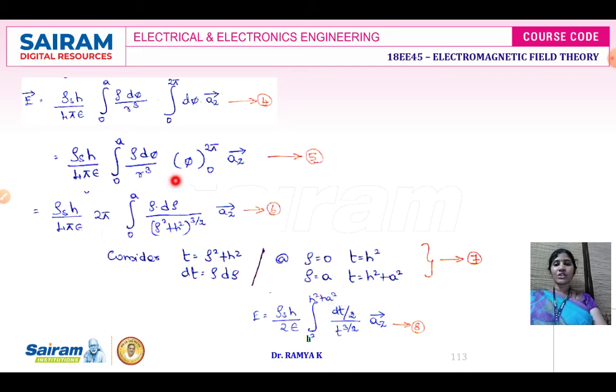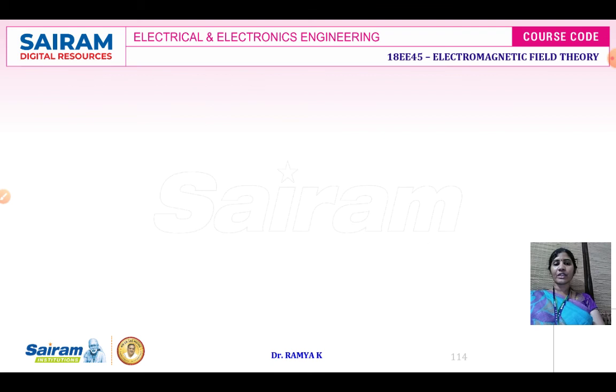Here, why are we considering r cube? What is r? r is root of rho square plus h square. Here put t equal to rho square plus h square. The value of rho can vary from 0 to a. So when rho is equal to 0, what is the value of t? When rho is equal to a, what is the value of t? After substituting, you have to simplify to identify the value of the electric field intensity.